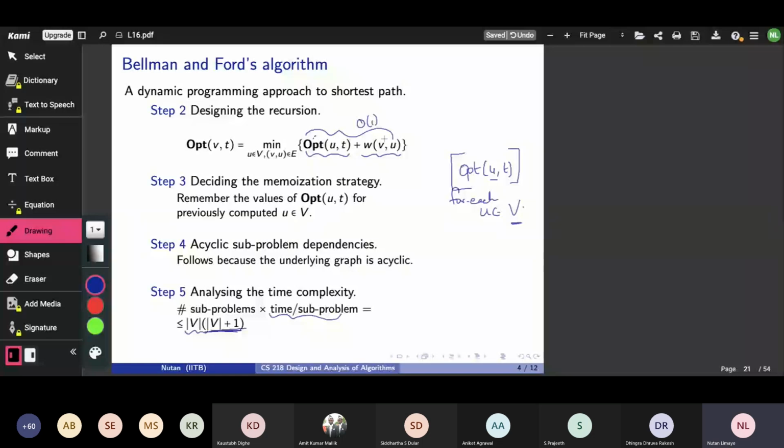But what do I actually need to compute? I need to compute min over such values. So I need to look at all possible U's that are outgoing from V. So this may be U1, U2, UT. For each one of them, firstly, I need to compute such a value, of which this and this are already stored somewhere. This is due to memoization, this is due to the input. So I compute these, and then for each one of them I take order one time, and then I do min over them. So this whole operation is going to take O of t time.